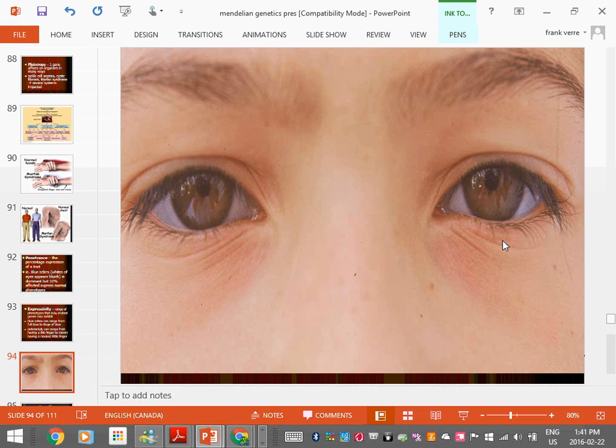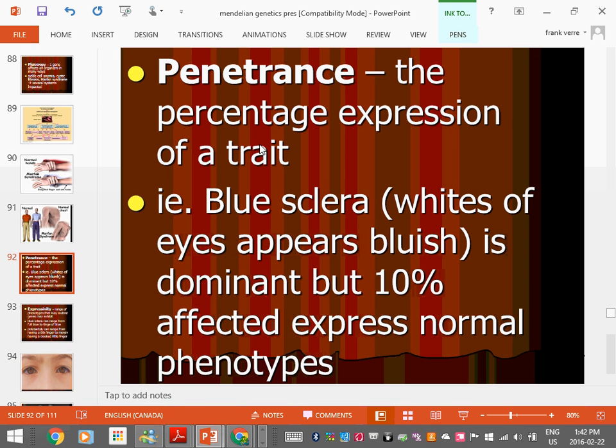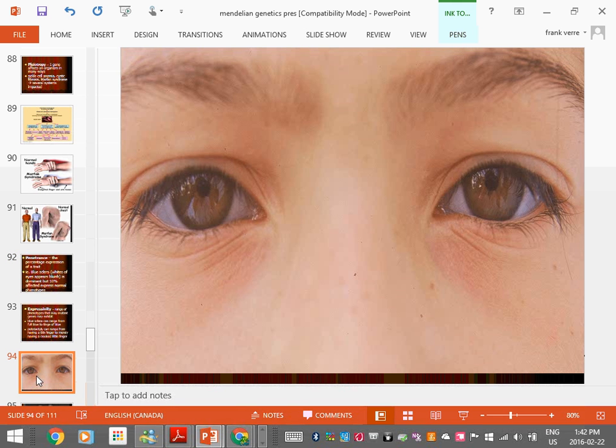So in blue sclera, you can see that the whites of the eyes are blue. It's a dominant allele. So you would expect if someone has it, they would have blue eyes. I don't mean this part is blue. I'm talking about over here. This is blue. Okay? If you have blue sclera, you have the allele, there's only a 10% chance you might get it. Which is odd because normally if you have a dominant allele, you see it. But in this case, you might not.